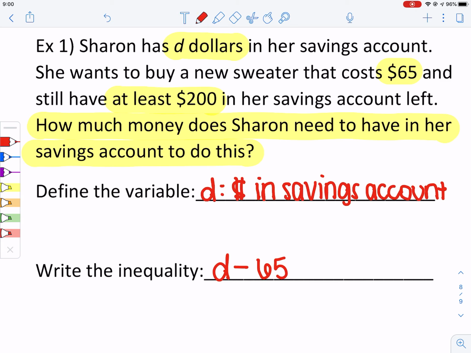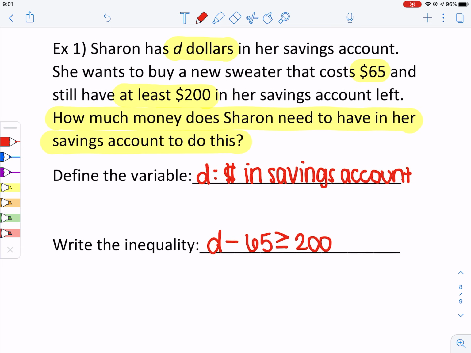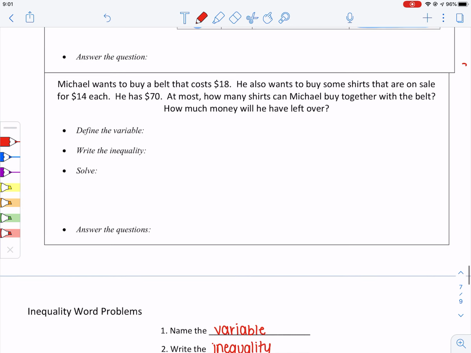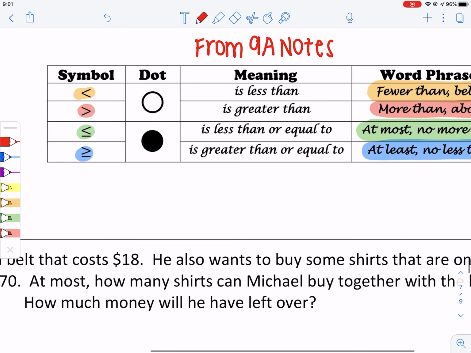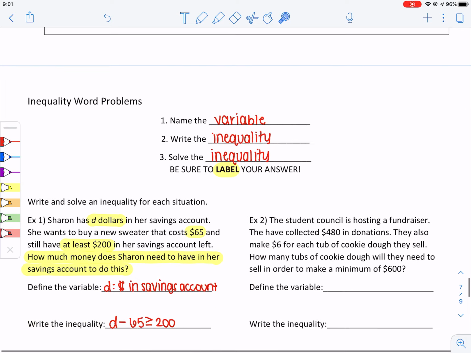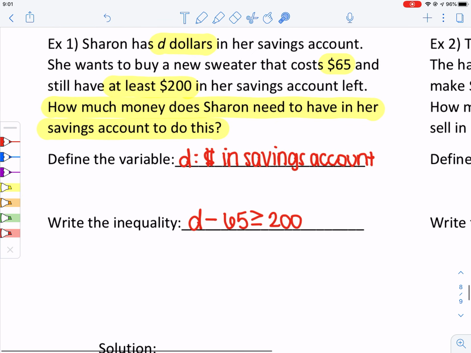So if it needs to be at least $200, could it be greater than $200? Yeah. Could it be equal to $200? Yep. Could it be less than $200? Well, if the least amount in that bank account can be $200, it cannot be smaller than $200. So we're going to say greater than or equal to $200. And again, that chart that we had from our 9A notes, at least right here, is always going to be greater than or equal to. So anytime you see at least, you're always going to put greater than or equal to.